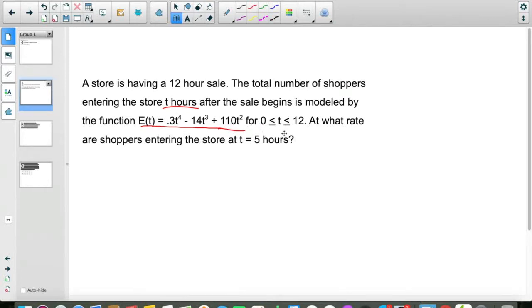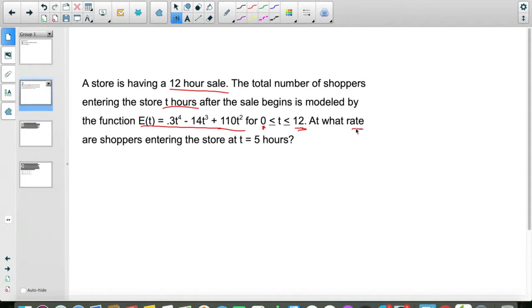For the values of t being between 0 and 12. That's 0 and 12 hours. So 0 is when the sale starts, and 12 is the time when the sale ends, because they say up here it's a 12-hour sale. At what rate are shoppers entering the store at t equals 5 hours?